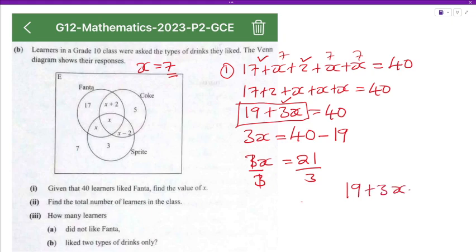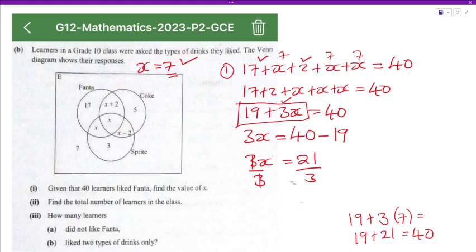And then you've been told the set for Fanta is supposed to give you a 40, right? So we are going to test. If I put the value of x I found there and then I simplify, am I going to get a 40? So what is that going to give me? 19 plus 21, which gives me a 40. At this point, you can even mark yourself to say the value of x I found is correct. All right, so we're done with question 1.